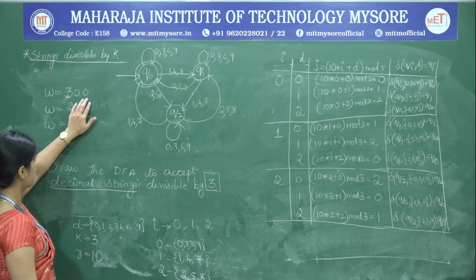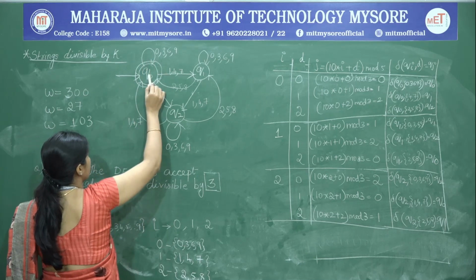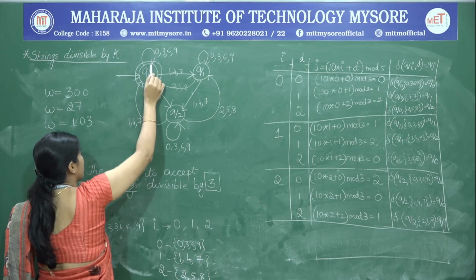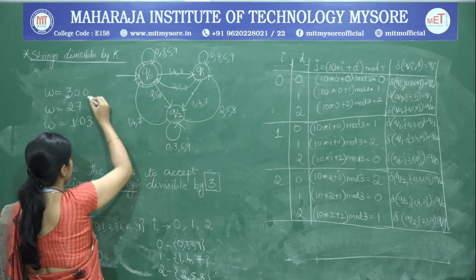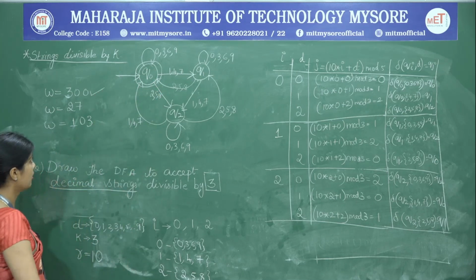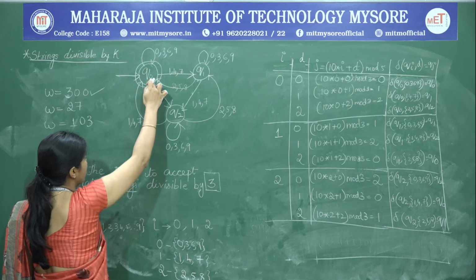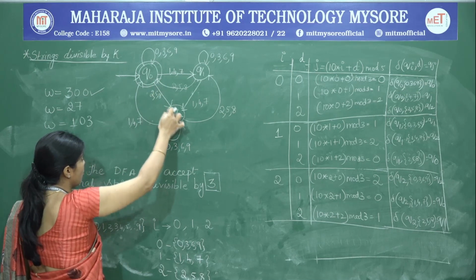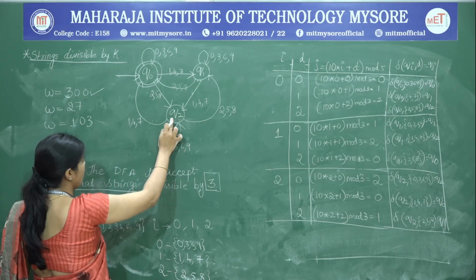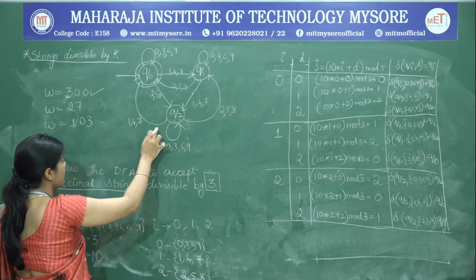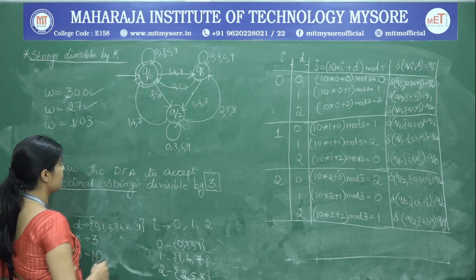Now we are going to pick up the strings one by one. So 300. q0 on 3 is going to q0. q0 on 0 is again going to q0, and q0 on 0 is again going to q0. So you are staying at q0, which is the final state, and therefore this string is accepted. Next we have 27. First you start at q0 and we have to follow 2. The outgoing arrow on 2 is leading to q2. From q2 again we have to follow 7. The outgoing arrow from q2 on 7 is going back to q0. So you have landed in the final state, and therefore this string is also accepted.